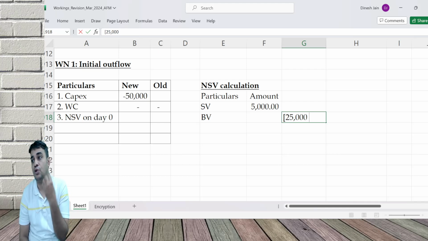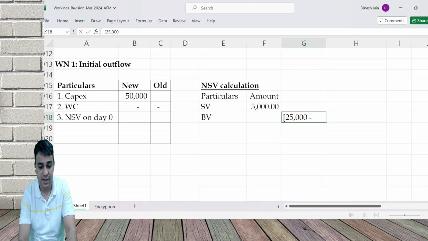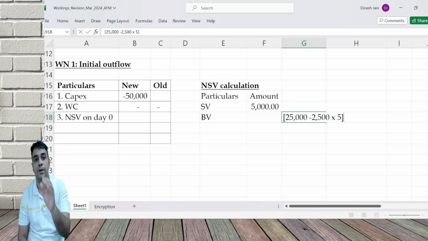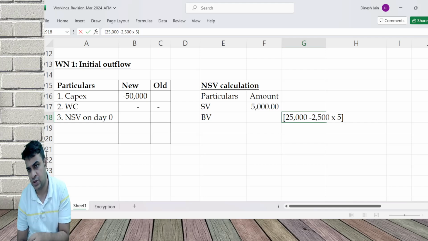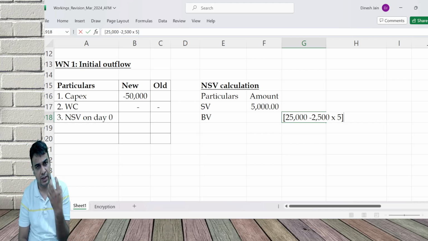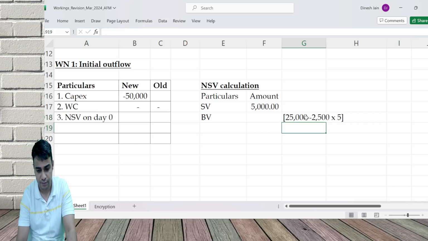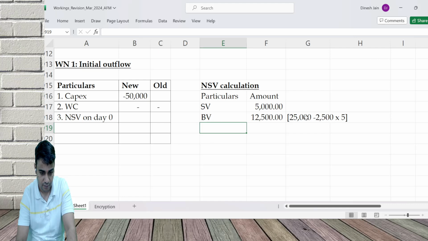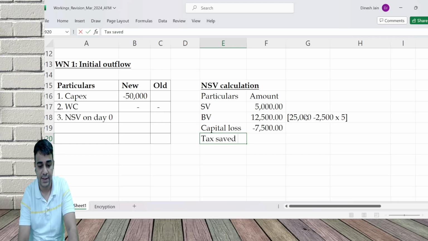So every year 2,500 was the charge. Minus 2,500 into 5 years already over. We purchased it 5 years back for 25,000. Every year 2,500 we were charging. So in our books, the leftover value is how much? Capital loss. Capital loss. Tax saved. What is the tax rate?